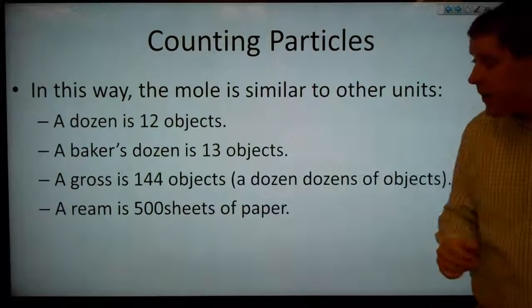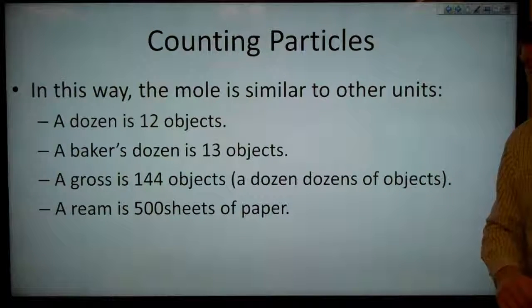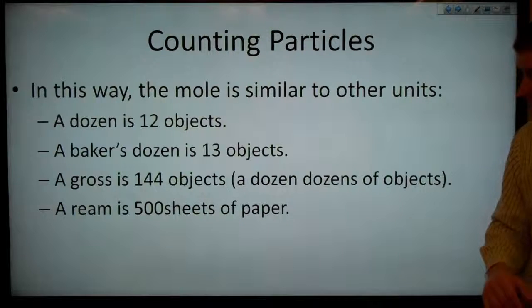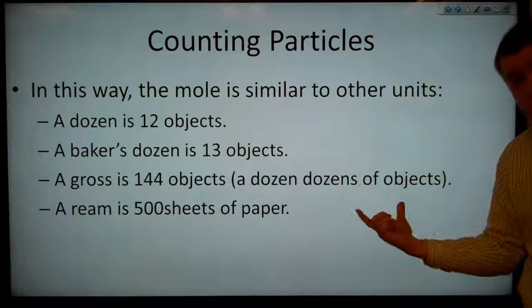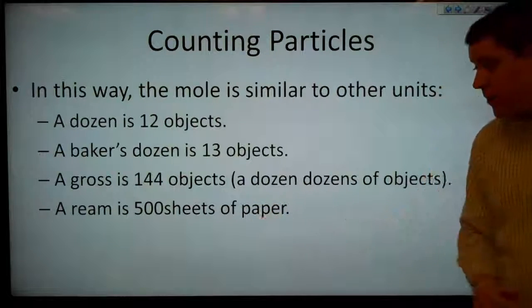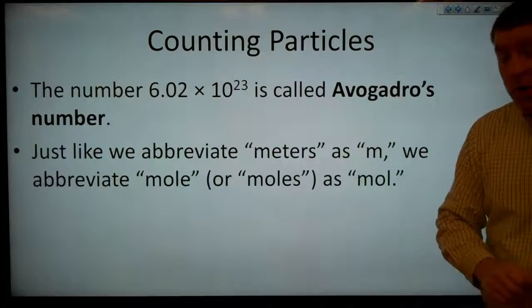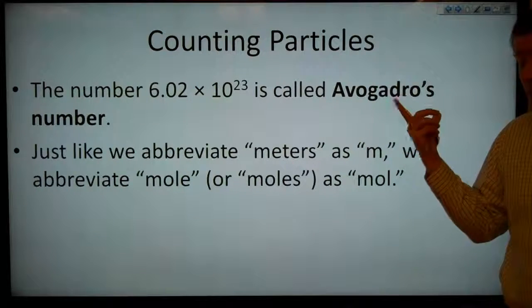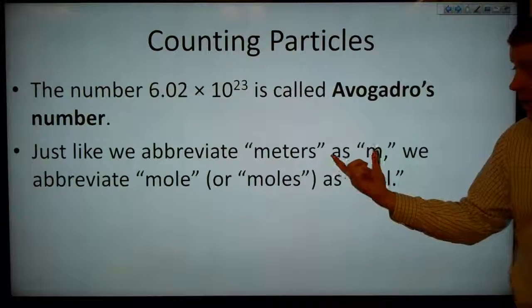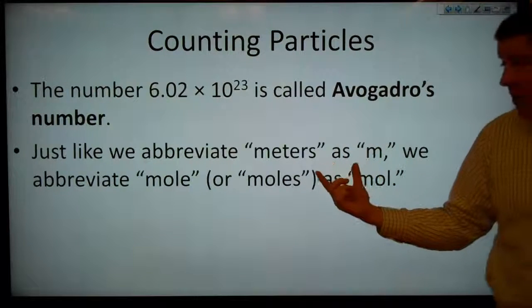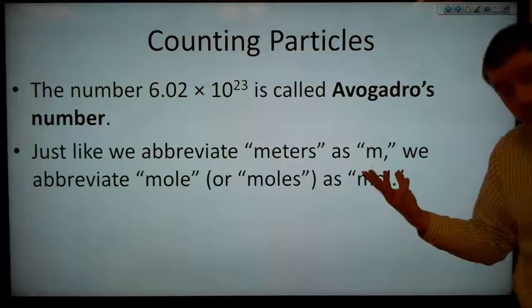So a dozen is 12 objects, a baker's dozen is 13 objects, a gross is 144 objects. Note that a gross, 144, is a dozen dozens. A ream is 500 sheets of paper, and so on. So the number 6.02 times 10 to the 23 is called Avogadro's number, named after Amedeo Avogadro. And just like we abbreviate meters as m, we can abbreviate moles as mol. It's not much of an abbreviation, but it's something.